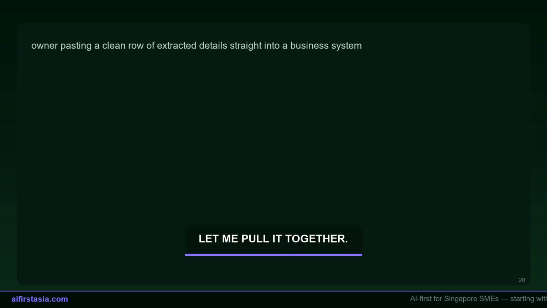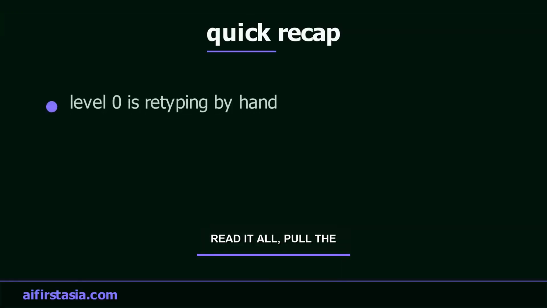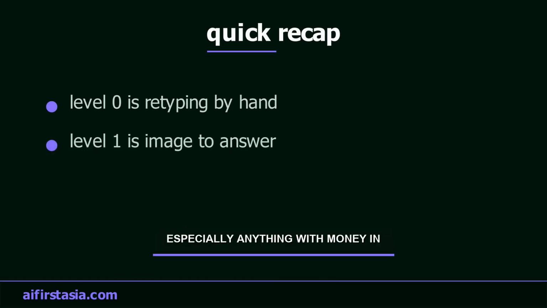Quick recap. Let me pull it together. Level 0 is half your business arriving as photos and scans that cannot be searched, copied, or used, so you retype it by hand or lose it in your camera roll. Level 1 is handing the image straight to an AI assistant with a clear ask, the specific fields you need, in the shape you need them next, with anything unclear marked rather than guessed. The 5 asks are read it all, pull the fields, shape it, flag the doubts, and name what is missing. Then you spot check the originals, especially anything with money in it, and fix the handful it flagged.